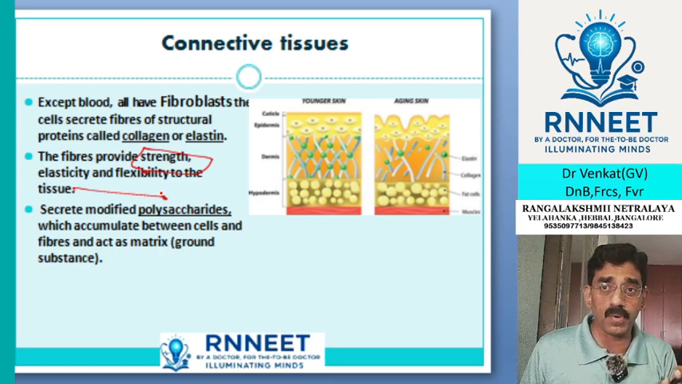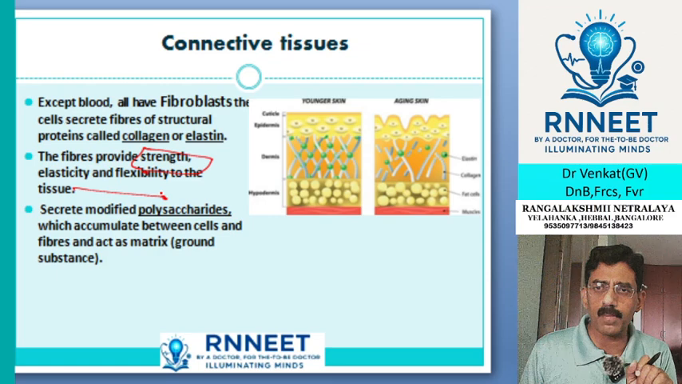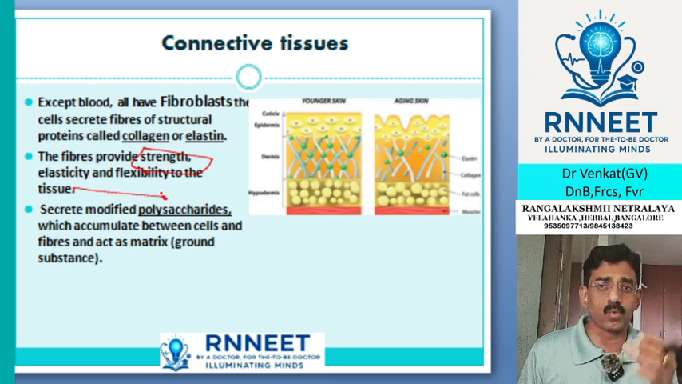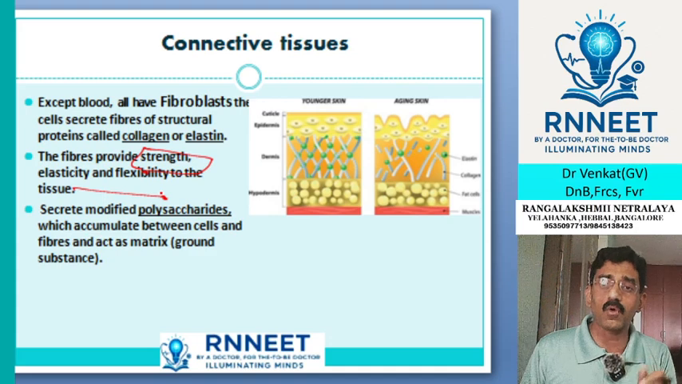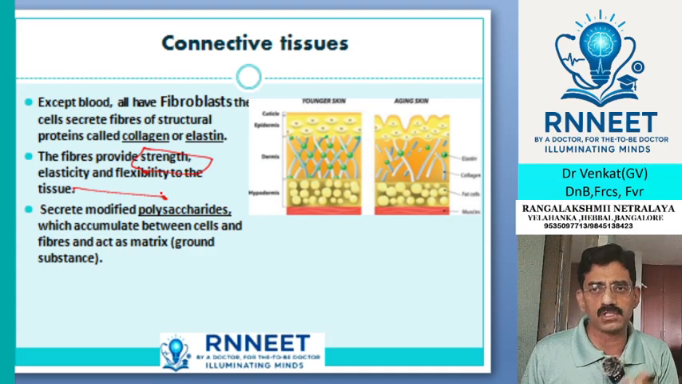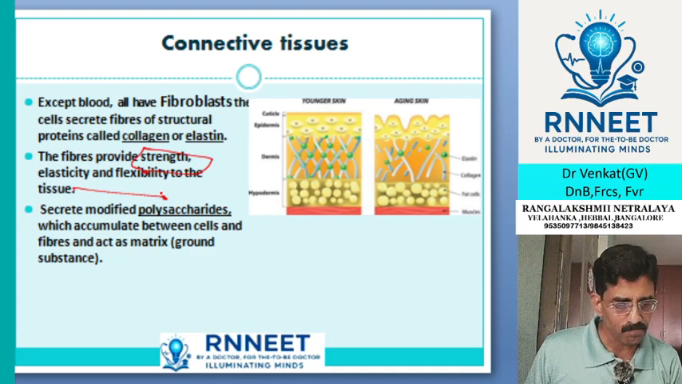So in which particular place do you not get these? Now if the blood gets these collagen and elastin, automatically what will happen? The blood will become thicker. It won't move into the tissue, and it can get clotted also. So therefore, it is very important that fibroblasts are absent in the blood.